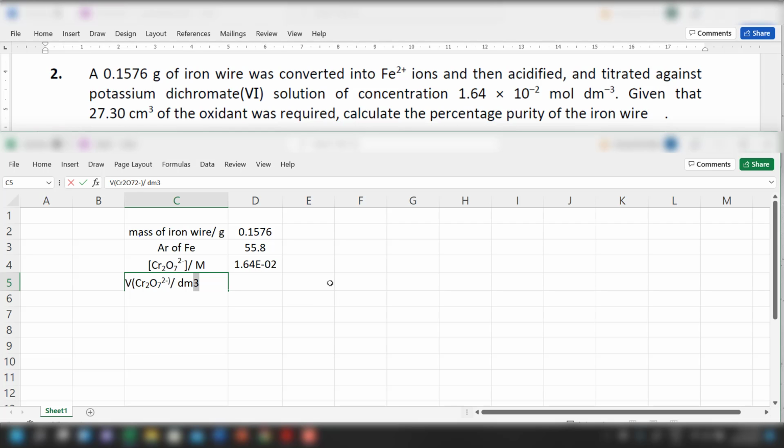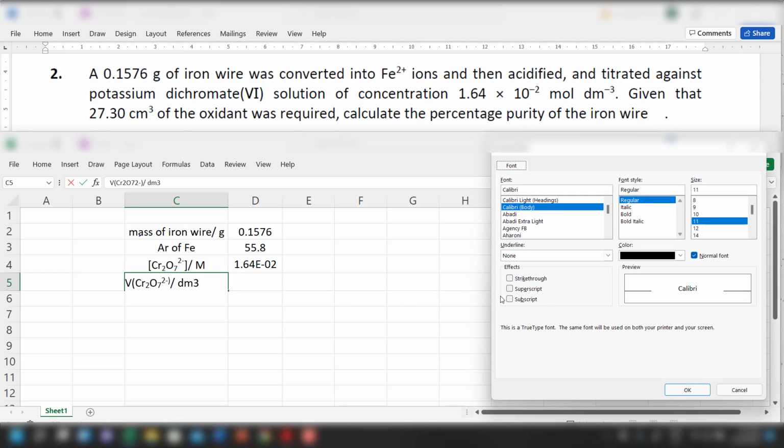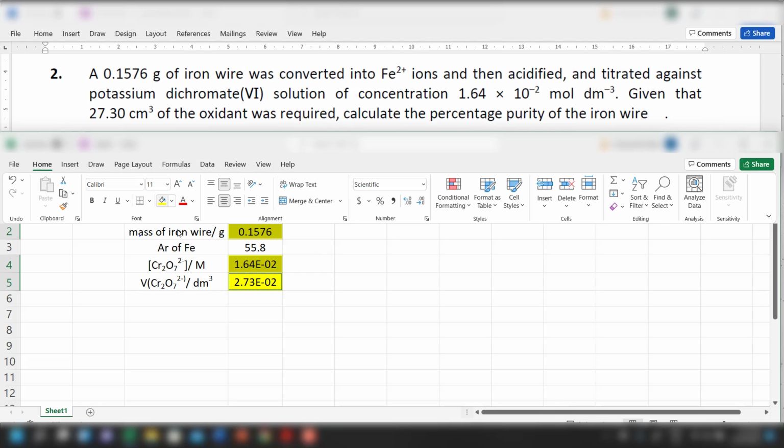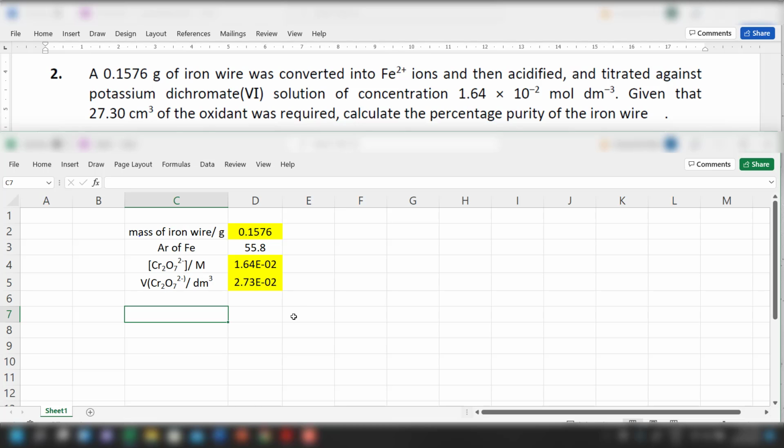The reason why it's good to keep it in dm cube is for the ease of inputting the values later on when you're using Excel. Of course, different people have different views on this, but it's just a personal preference. If you choose to leave it in cubic centimeters, I think that is fine as well. So this is already in the standard form. Then normally I will just color code these cells, because these are the cells where I can change the numbers for the calculation later on.